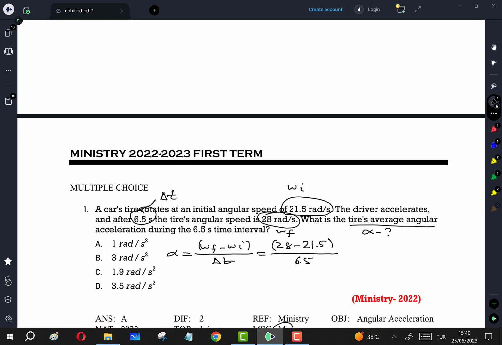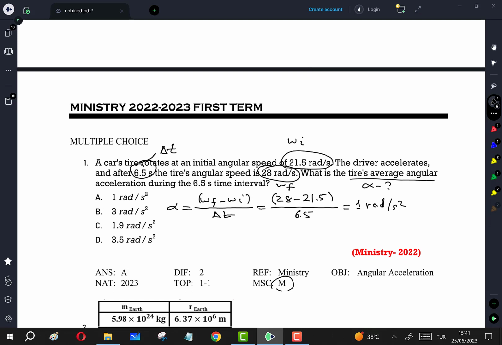So let's use the calculator. 28 minus 21.5 divided by 6.5. Yes, it's 1. It's 1 radian per second squared. So as you see, the answer is A for this question.